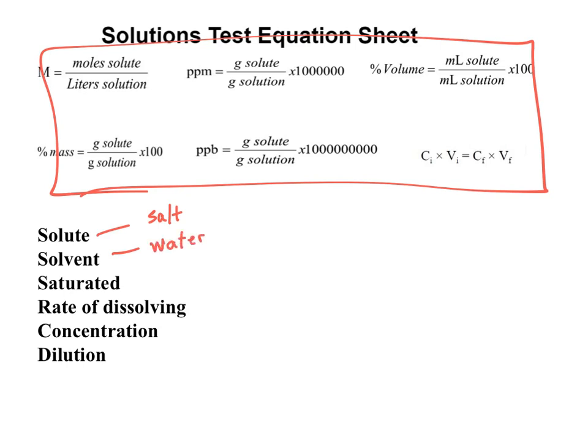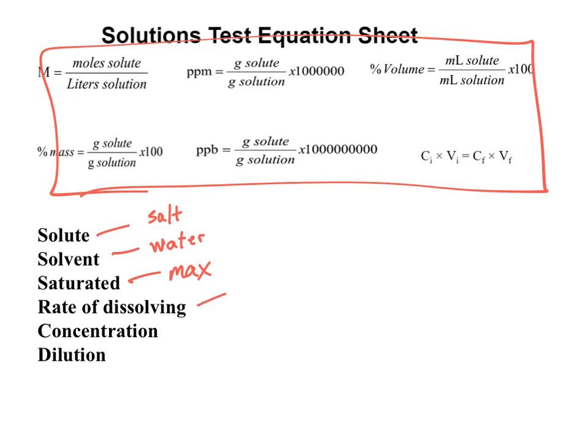Now, usually in solutions the solvent is water, but you can dissolve stuff in alcohols or gasoline or something like that, turpentine. Saturated means that you have a maximum amount of solute. Any more will just sink to the bottom if you put it in there.